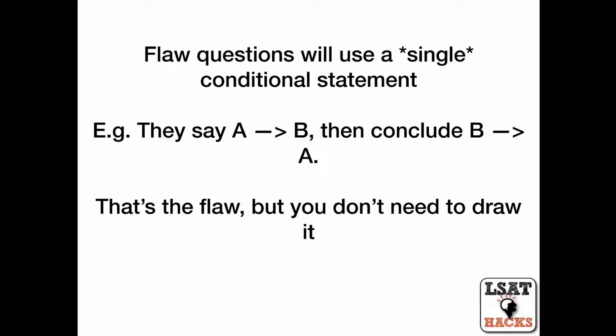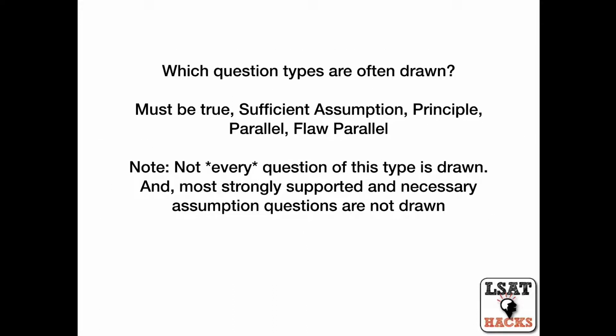If you see a single conditional statement on a flaw question, that's probably the answer, and you probably don't have to draw it to do it, because it's not something bigger than what you can hold in your head. You just look at the evidence and the conclusion, you see they reversed it, and then you look for that answer. Where you really should do it is when they're having multiple statements together.